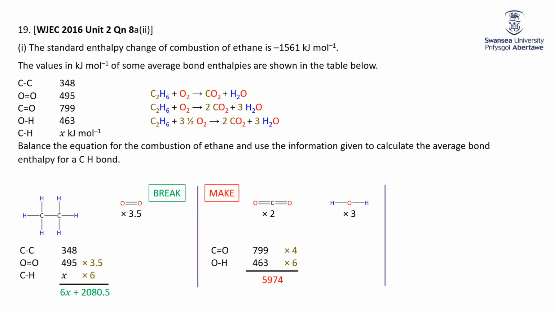5974. We're told delta H is minus 1561, and that equals the breaking minus the making. So that's the broken, that's the made. Put all those together. 6x is 2332.5. X in this case is 389 kilojoules per mole. So a different value for the carbon-hydrogen in this, because it's different molecules using different averaged bonds, different bonds associated with it. Okay.